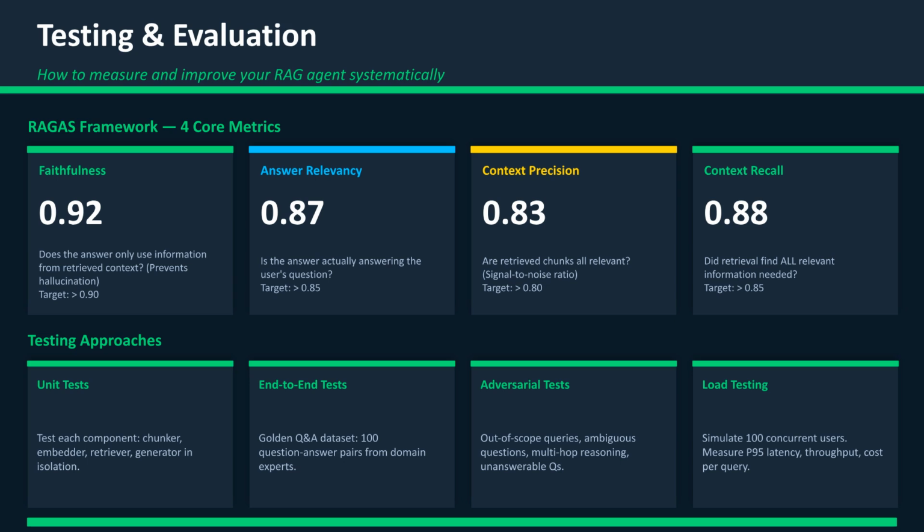Testing and evaluation is vital for systematic improvement. We use the RAGAS framework's 4 metrics: faithfulness, answer relevancy, context precision, and context recall. Testing includes unit tests, end-to-end tests with a golden Q&A dataset, adversarial tests, and load testing for performance benchmarks.